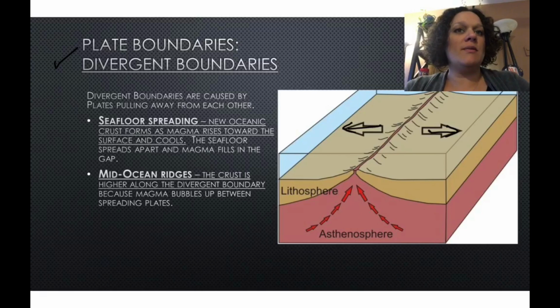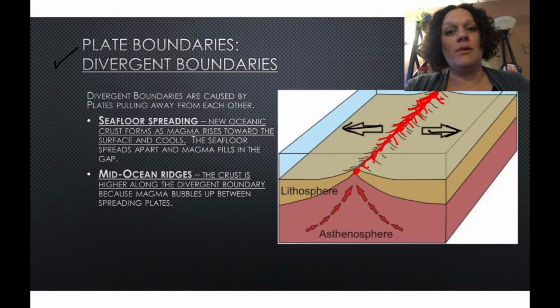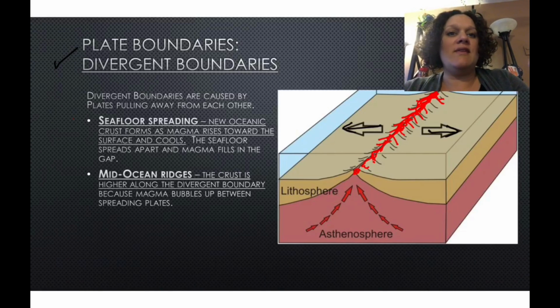Now remember what I was talking about, that magma is going to come and fill in, sort of bubble up in between, and fill it in, and we end up with what's called a ridge, a mid-ocean ridge, that's sort of higher than the rest of the ocean floor. And that's because that magma is bubbling up underneath and sort of building this ridge in between the two plates that are moving apart. We call this process seafloor spreading because the floor of the sea is spreading apart.